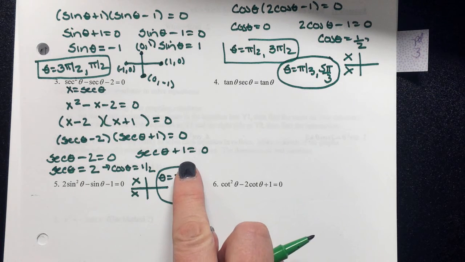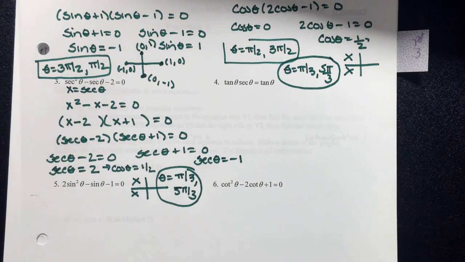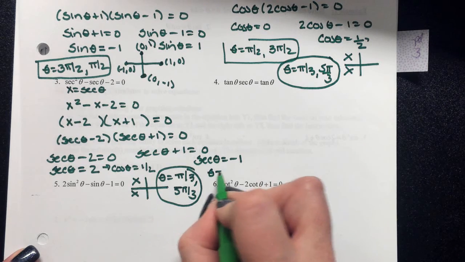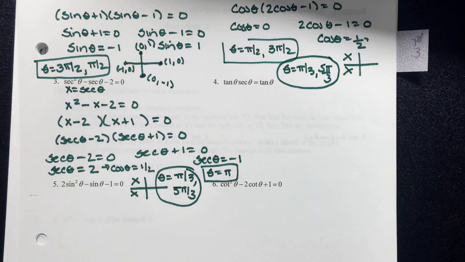So now I need to look at secant theta plus 1 equals 0. So let's get secant by itself, so I'm going to subtract 1. So where is secant equal to negative 1, or where is cosine equal to negative 1? That's going to be at pi. So any questions on that particular example?